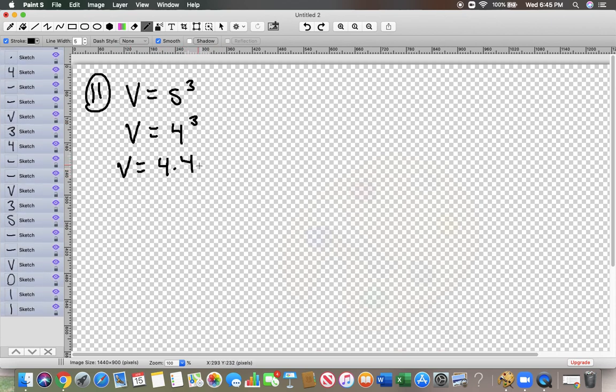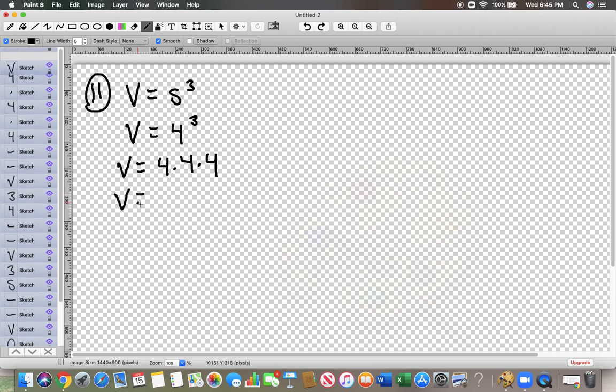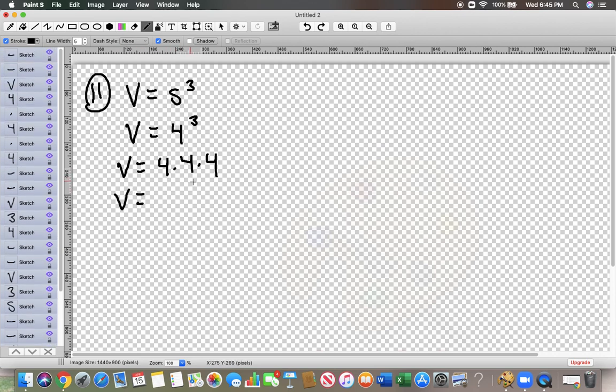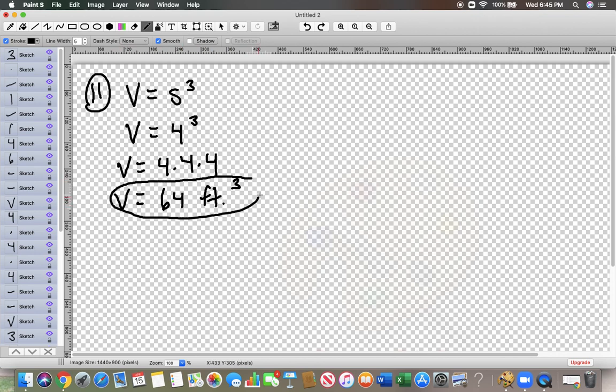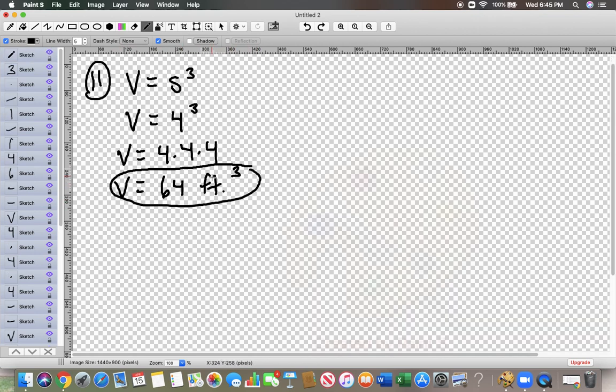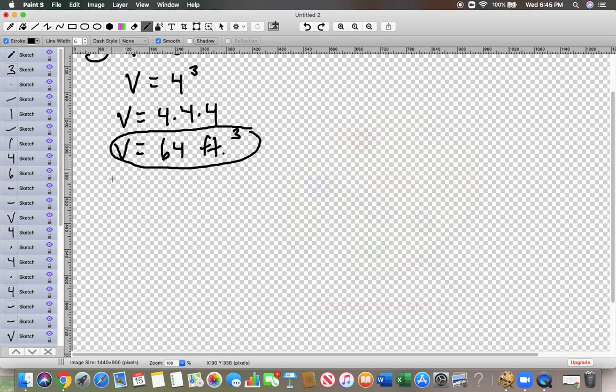That's 4 times 4 times 4. The volume is 4 times 4 is 16, and 16 times 4 is 64. Therefore, the volume of the cube is 64 cubic feet. Number 13. What do we have there? Well, again, we have another cube, so I'm going to use the same formula.